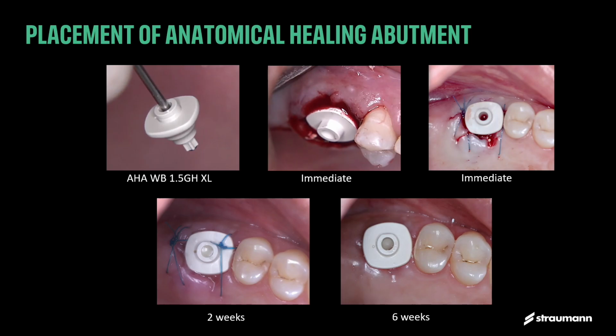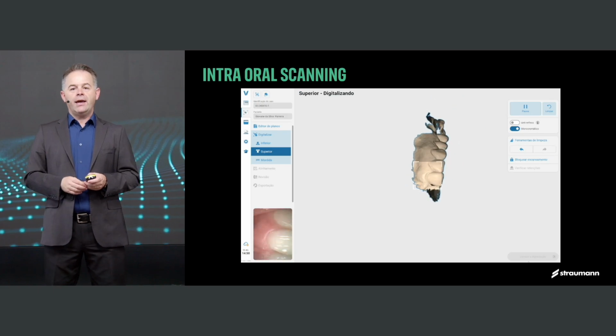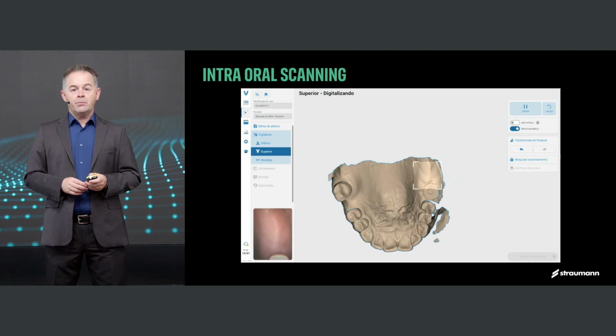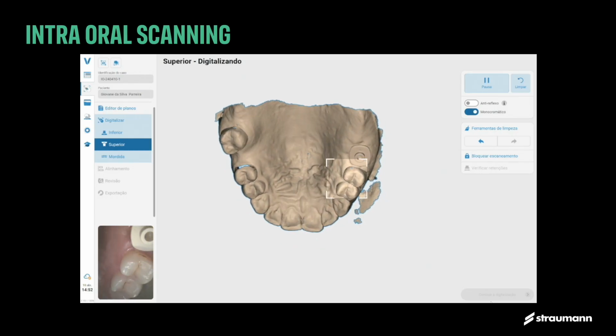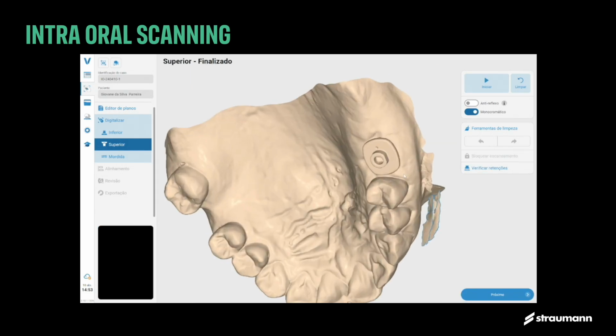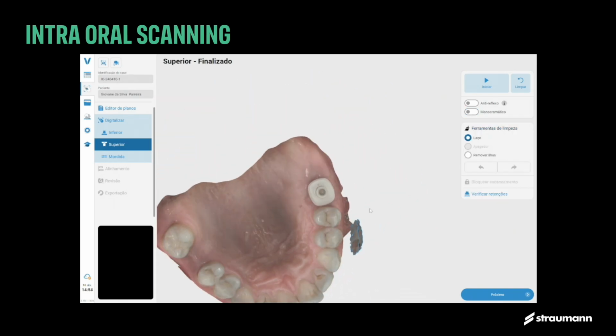As we move forward with 6 weeks healing, the behavior of the soft tissue in harmony with the component gives a lot of peace of mind for us to move forward with the restorative steps. Now we start again, scanning. So it's very easy. You notice during the scanning procedure that the scanner recognizes the anatomic healing abutment very easily, so you can transport this to your planning software to design your future crown.